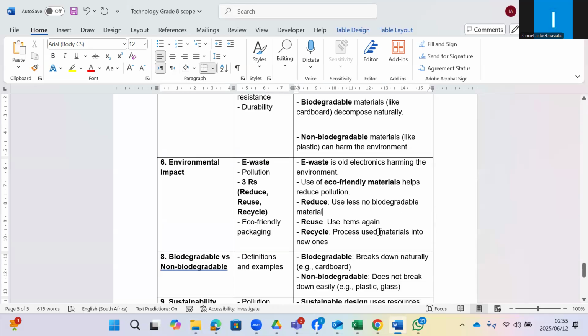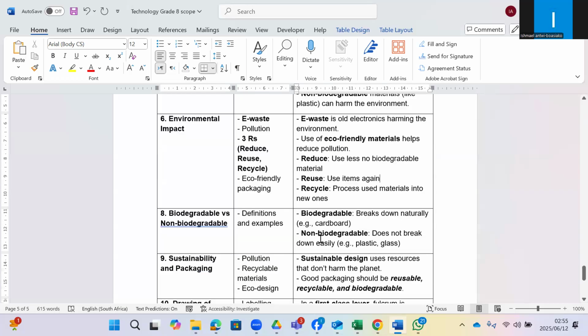And then reuse, use items again. Let's say the plastic, if you buy plastic, anytime you go to the shop, use the same plastic again so that it does not cause harm to the environment. Then recycle, meaning that you process used material into a new one. If that material is no longer needed, you must turn it again to produce another material. We call it recycle. So the 3 R's are used to make sure that we protect the environment from pollution.